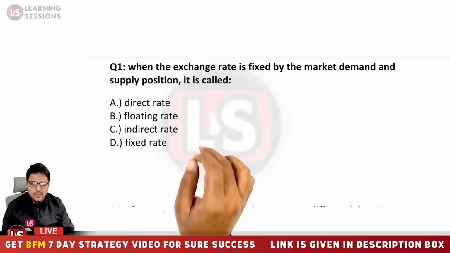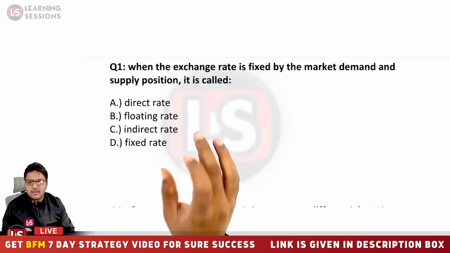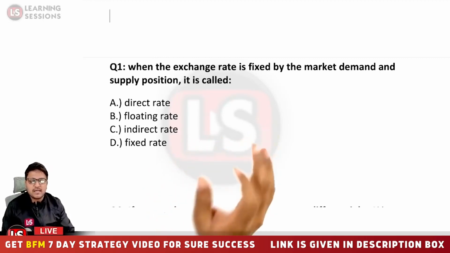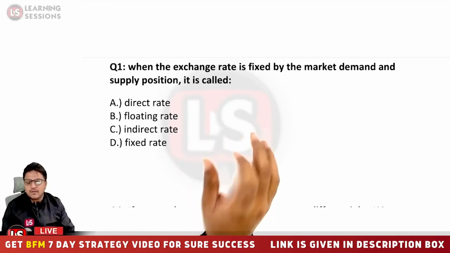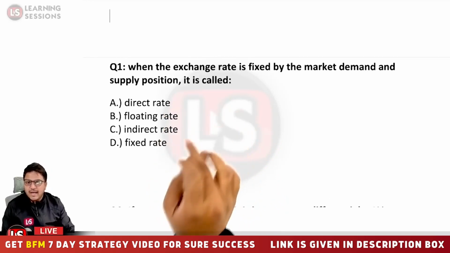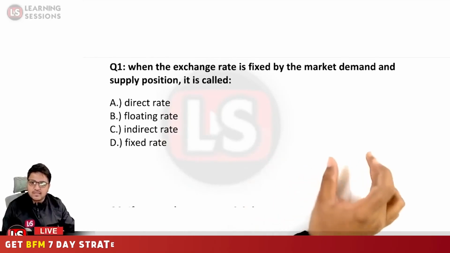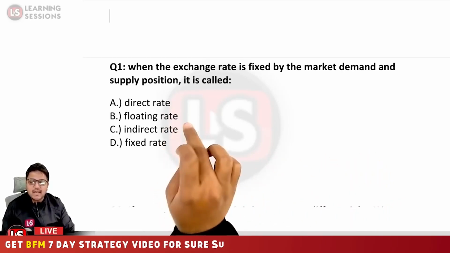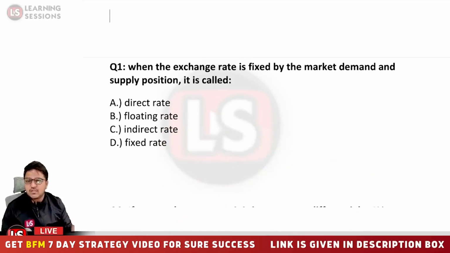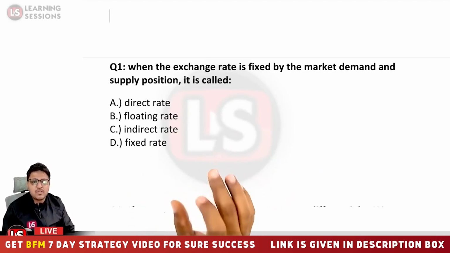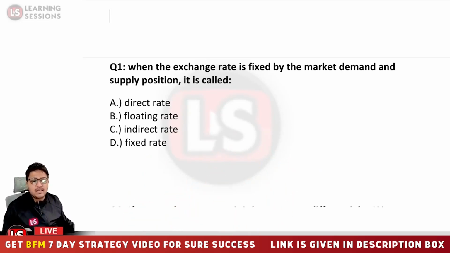Direct rate is that particular rate in which foreign currency is having a fixed value, but the home currency is having a variable position, that is a direct rate, and opposite of that is indirect rate, where home currency is fixed and foreign currency is variable, and floating rate is that particular rate which is basically changing its value. It is basically based upon the market demand and supply position. So option B over here is the right answer.